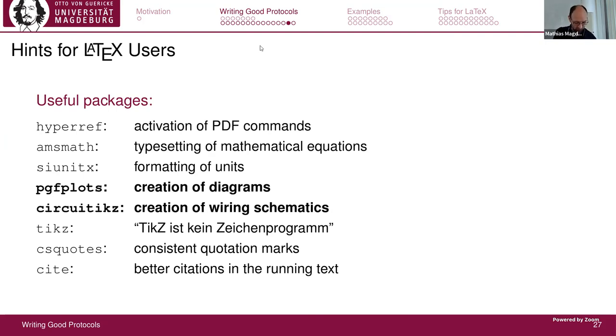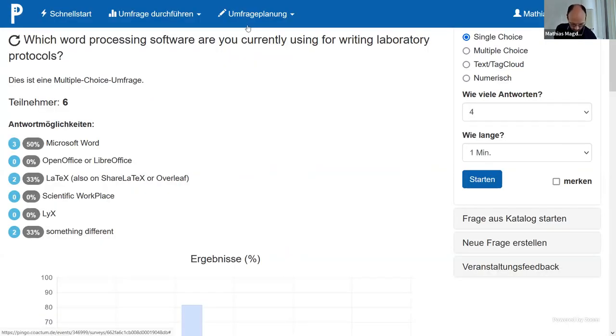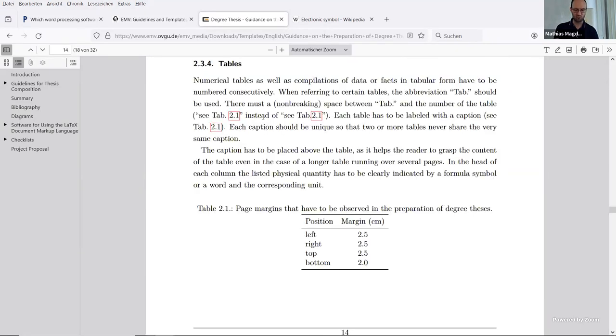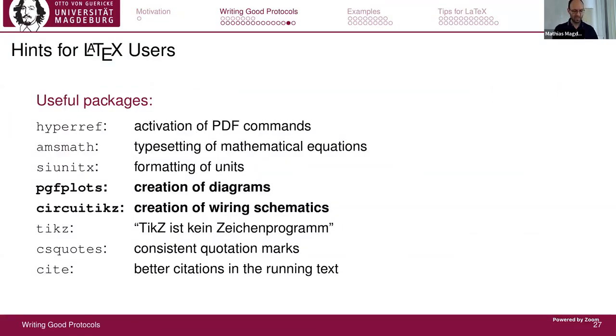Or in the, let's see if this works. If I go back to our thesis document here, you see that in the table of contents, these entries are also active links. So I could click on tables and then I would go to the section where tables are described. And this is what this HyperRef package does. AMS is the American Mathematical Society. They have a package on typesetting of equations, which is very powerful.